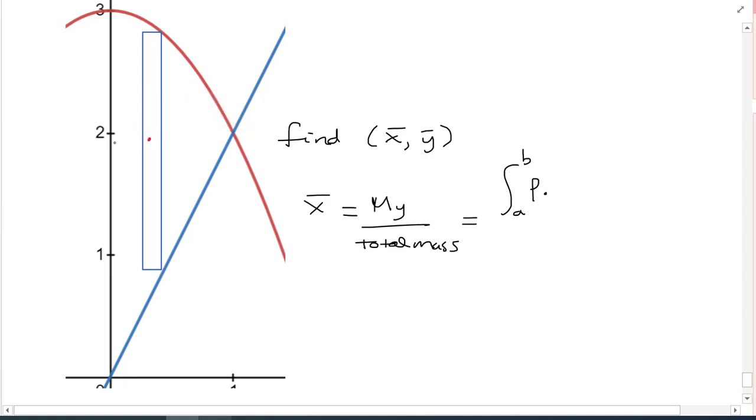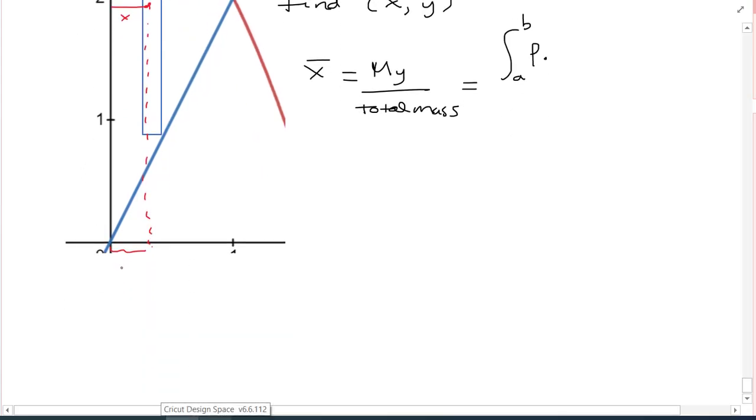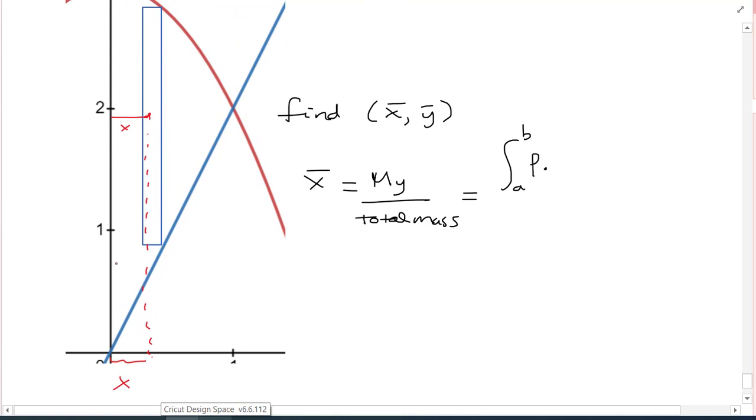Then what is that distance to the y-axis? The distance to the y-axis is x, right? You're at a random distance of x away from the y-axis, so we'll call that x. The distance to the y-axis is x times the area of this little rectangle. The area is top minus bottom, so f of x minus g of x, dx, because this is our little dx.